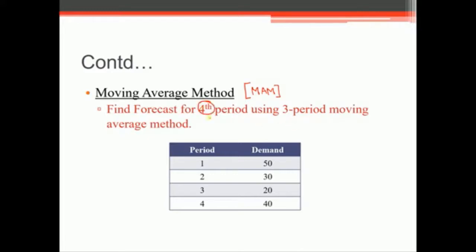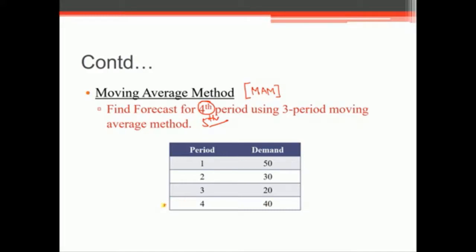So it should be fifth period, because the fourth period is also already given. So we are interested to find the forecast for the fifth period using 3 period moving average method. So in this method what you have to do, you have to take the latest 3 data.